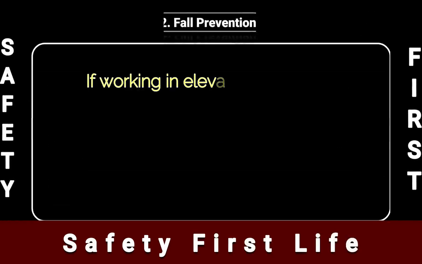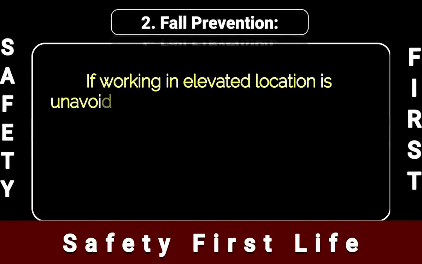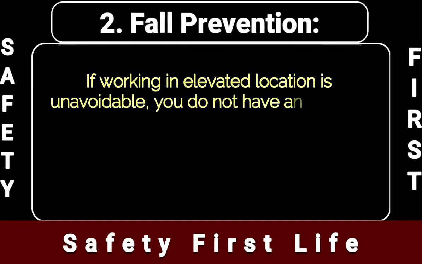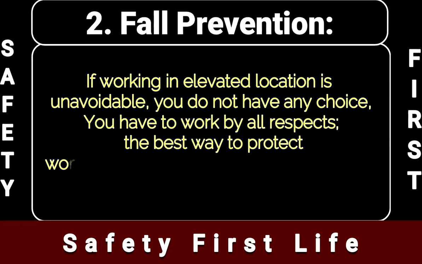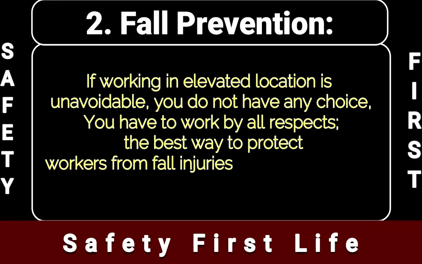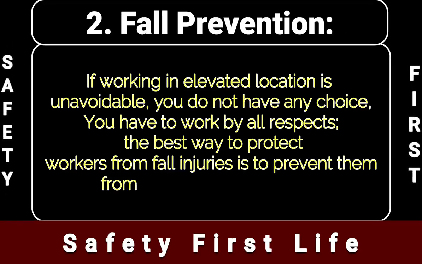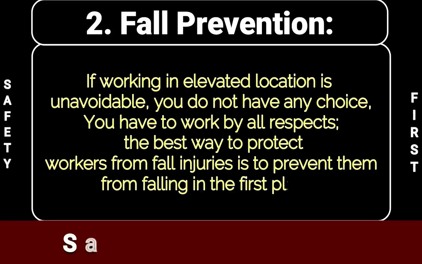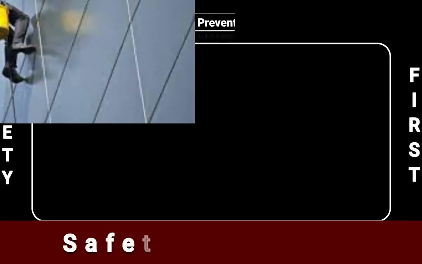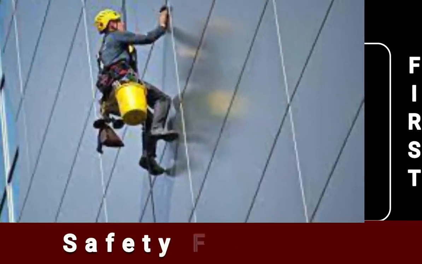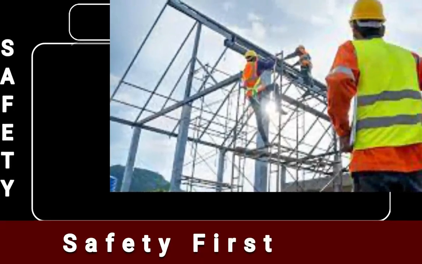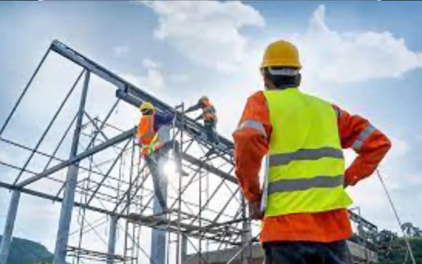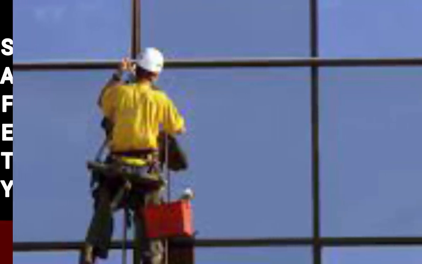Number 2, fall prevention. If working in an elevated location is unavoidable, you don't have any choice. You have to work. In all respects, the best way to protect workers from fall injuries is to prevent them from falling in the first place. Both systems, either passive or active, can be used for this purpose. Passive means guardrails and toe boards, and active means a safety harness system.